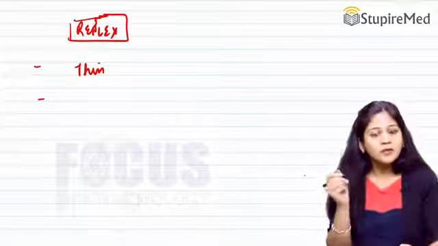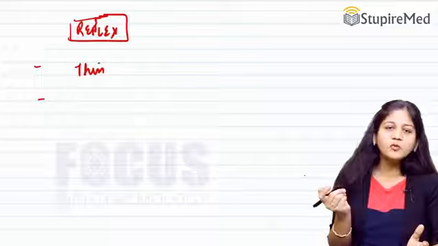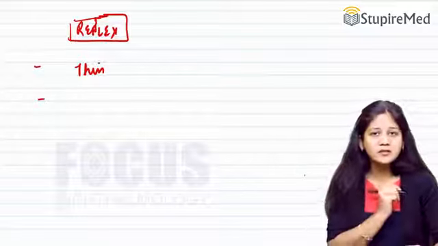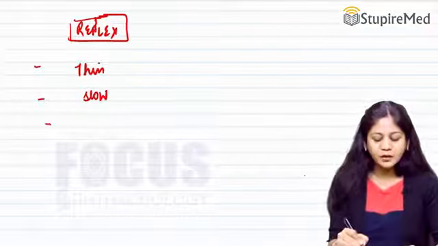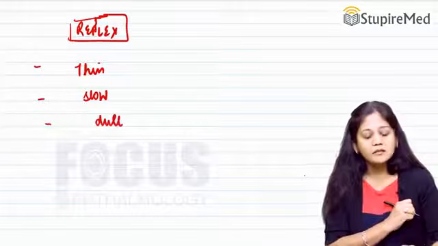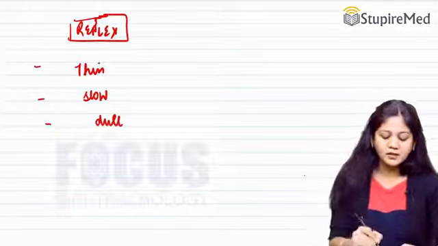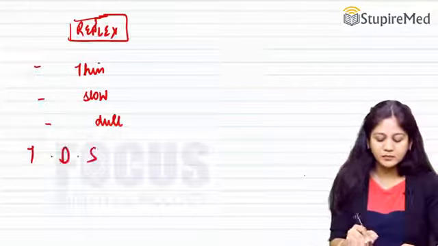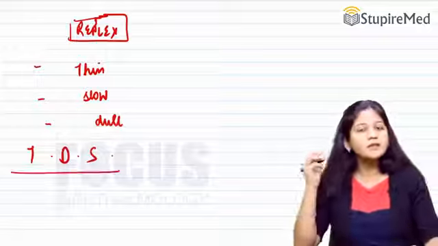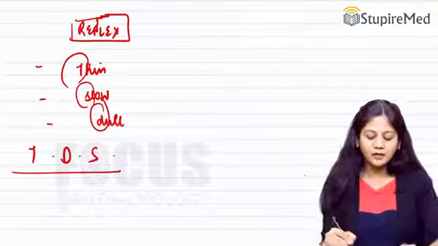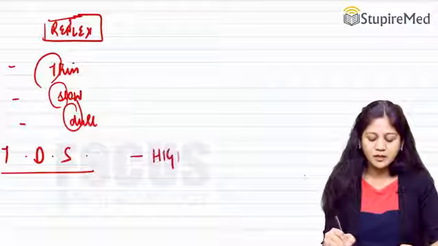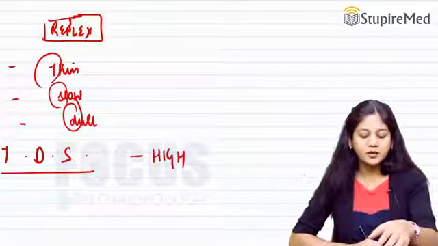When we move our retinoscope, we have to study the movement of the reflection in the patient's eye also. So, this reflex could move very slowly and it could be a dull reflex. Now, when you have these three things, thin, dull and slow, TDS, that means you have a high refractive error. So, this suggests that you have a high refractive error.